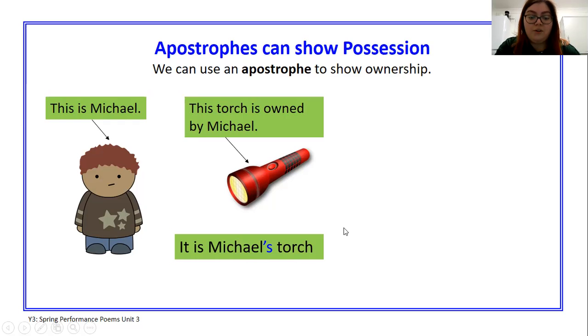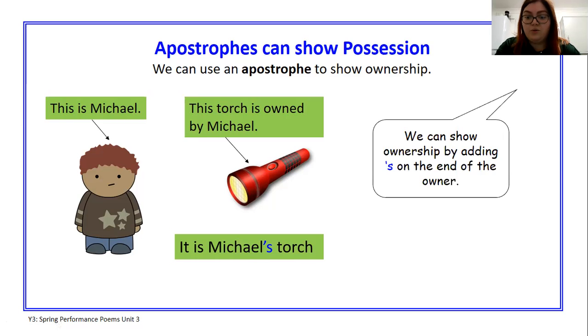We're talking about the torch. So it is Michael's torch. And it always goes at the end of the owner, rather than at the end of the word or the thing that he owns or she owns. Okay, are you with me so far? Right, I'm going to show you another example.